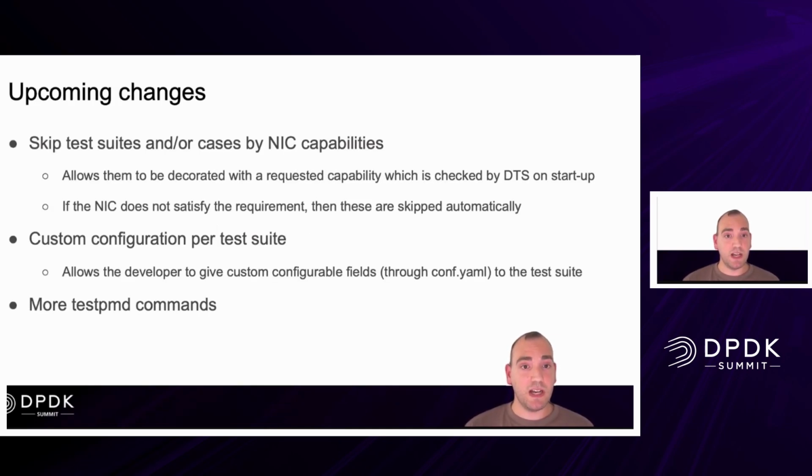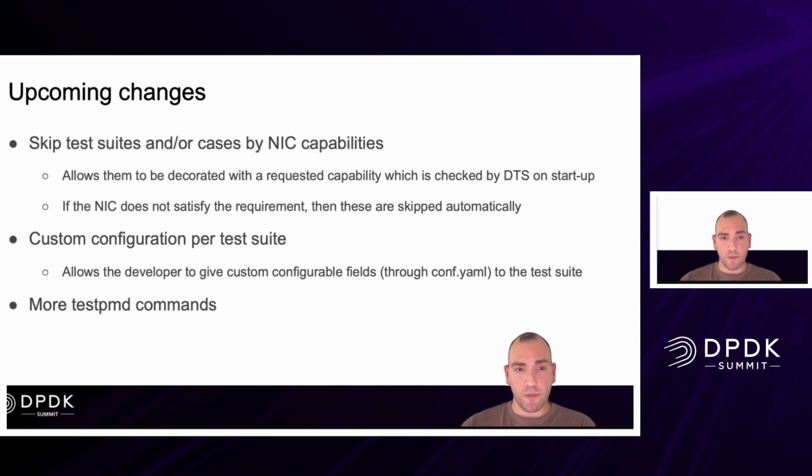which are already out in the mailing list and are being processed to be reviewed, and hopefully they're going to be merged soon. So we have an ability to skip the test suites and/or cases by NIC capabilities. For example, if your NIC doesn't support RX scatter for some reason, and your test suite requires it, you can say this test suite or test case needs this. And basically DTS is going to check at the beginning of the execution if this capability is available. If it's not, it's just going to automatically skip this test suite or test case. It won't fail it. And you can just decorate your test case and test function to do this.